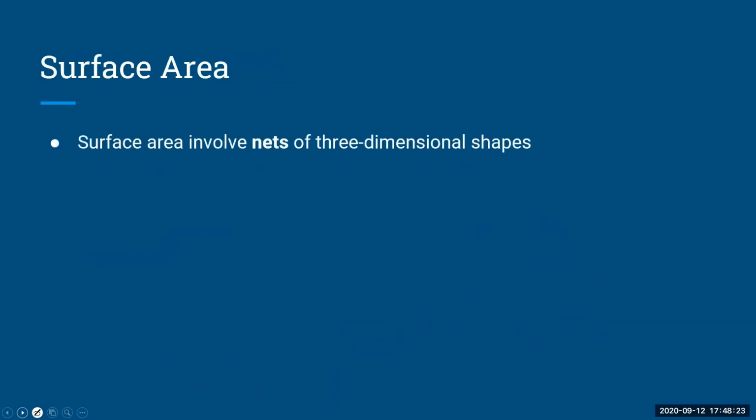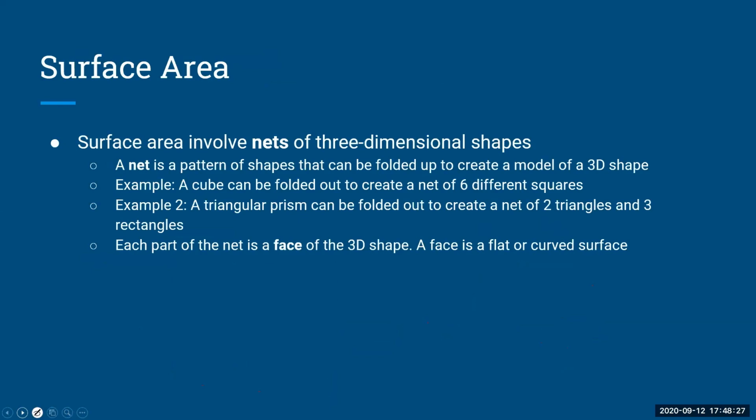All right, surface area. Surface area obviously has nets. I hope you guys know what nets are. A net is a pattern of shapes that can be folded to create a model of a 3D shape. For example, a cube, like I said, has 6 different squares. It most commonly looks like this. That's horrible. This is not to scale, by the way.